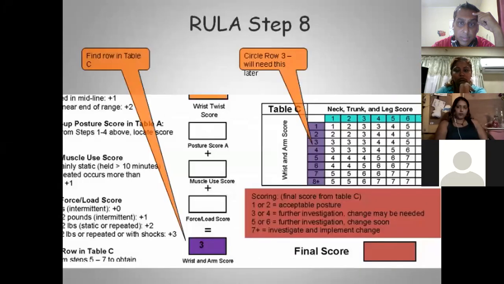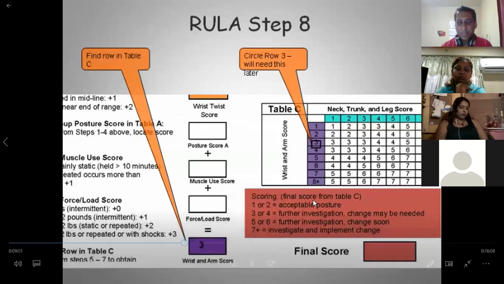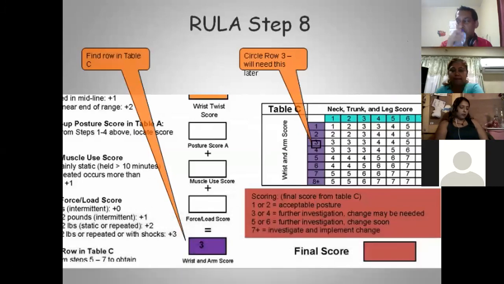And circle the 3, because we'll need that later, so you can have it. So I know we skipped table B, but we're going to go back and do that right now, and take a look at the rest of the posture.